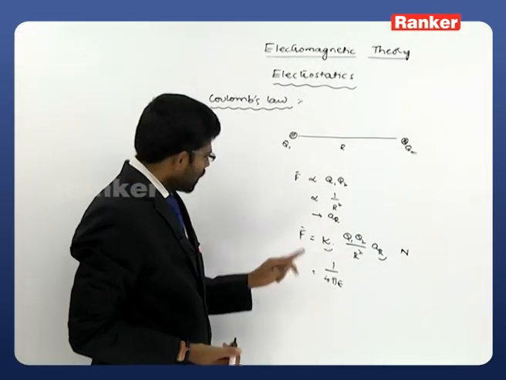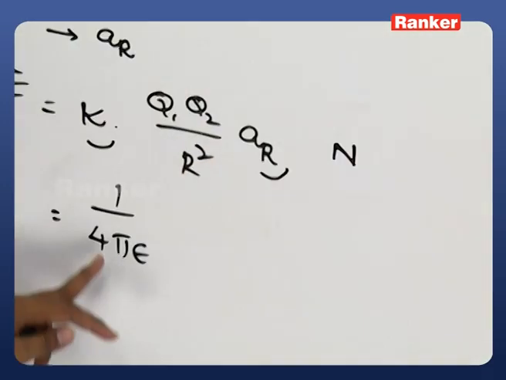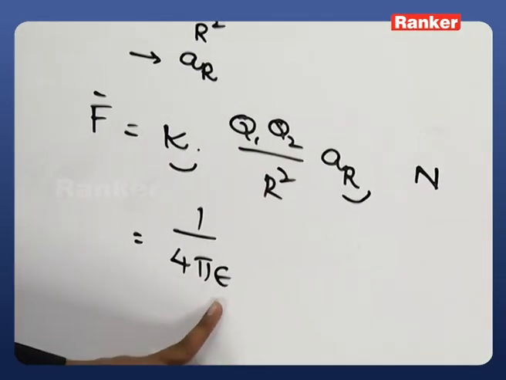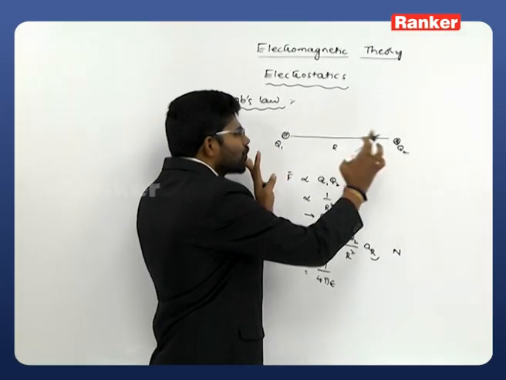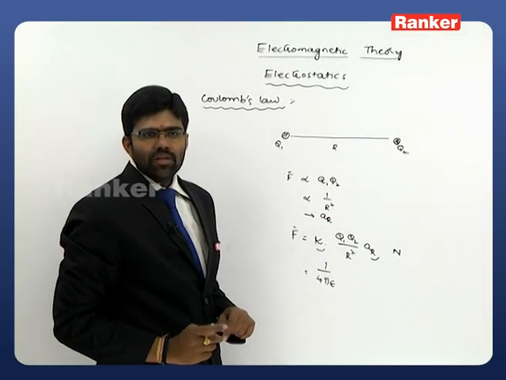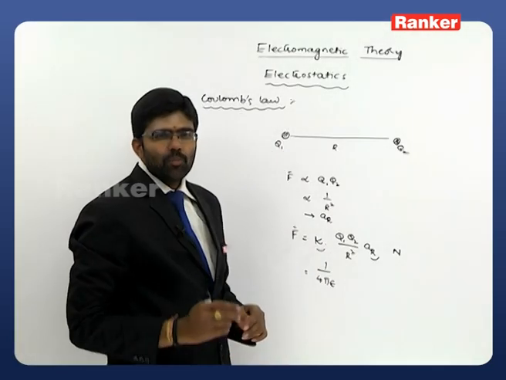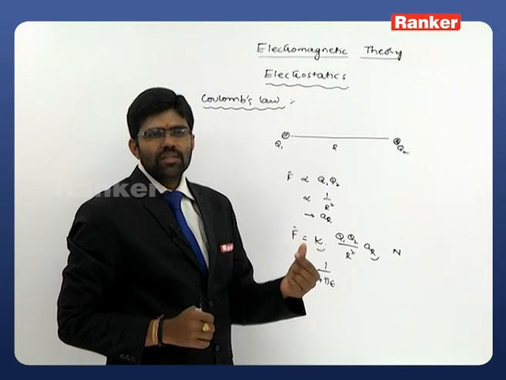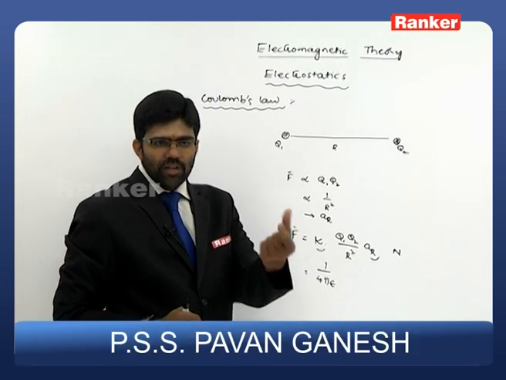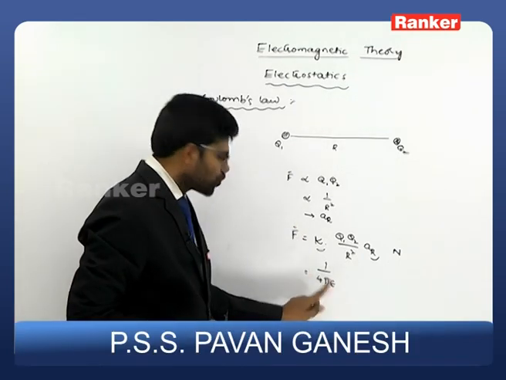So remember that. Now this proportionality constant is 1 by 4 pi epsilon, where epsilon is called the permittivity or dielectric constant of the medium where these two charges were placed. So clearly we need to observe what the material property there is. The permittivity, or the dielectric constant of that particular material, we need to consider, and we have to substitute here.